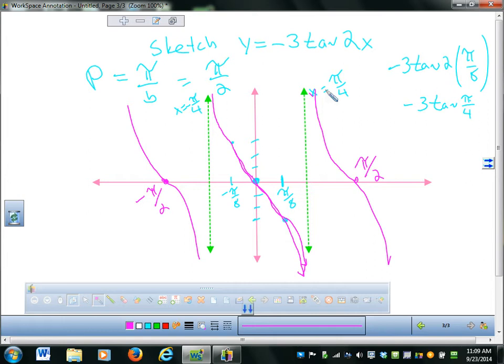Yes, ma'am? Why is the midpoint on the y-axis negative and not the... why is it the midpoint and not at... never mind. Because with a tangent, with cotangent, it starts here, right? Or with tangent, it... Negative 3. What is negative 3?